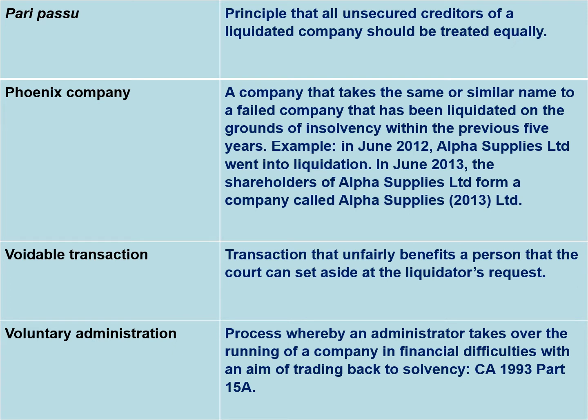Avoidable transaction: a transaction that unfairly benefits a person that the court can set aside at the liquidator's request. That's avoidable transaction. Just think back to your commercial law and then it will be very easy. Voluntary administration is a process whereby an administrator takes over the running of a company in financial difficulties with an aim of trading back to solvency. That's the whole purpose of voluntary administration. You can read more about that in the Companies Act of 1993, Part 15A.